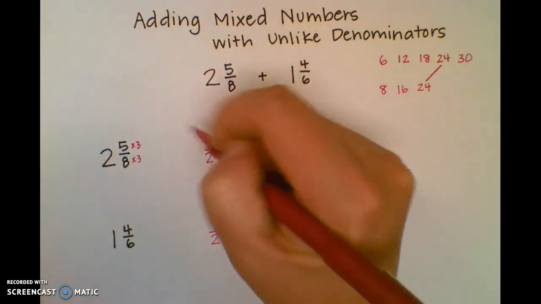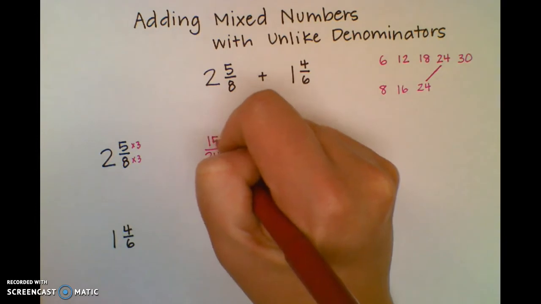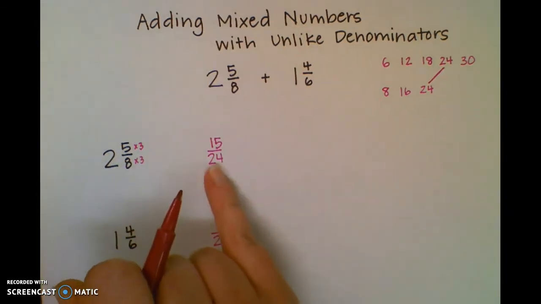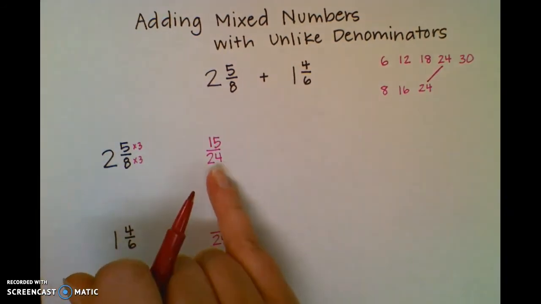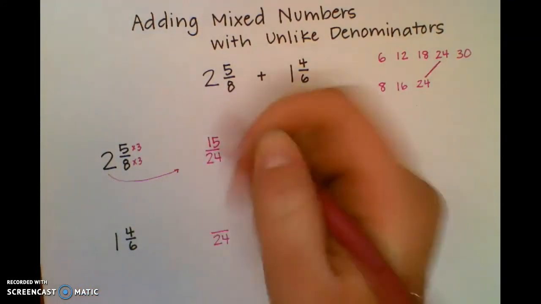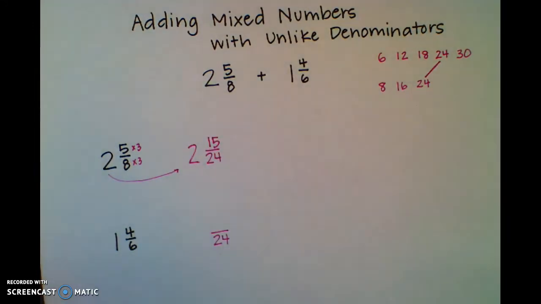So that means my new numerator is 15. My equivalent numerator is 15. Okay, so remember 5/8 and 15/24, they're the same fraction, just different numbers. They have the same value. Okay, so I'm going to go ahead and scoot my whole number on over. So you do the same thing in your problem.